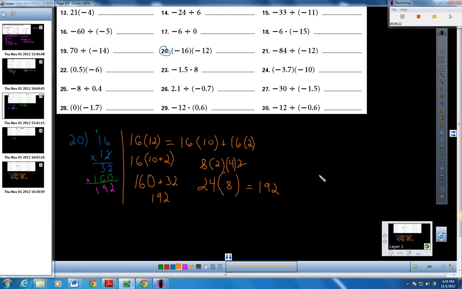Again, that's several different ways there that you can show your mental math. Okay? Show mental math, and that's for multiplying big numbers.